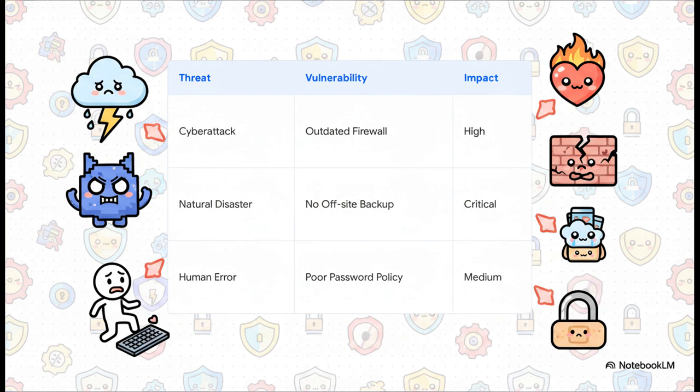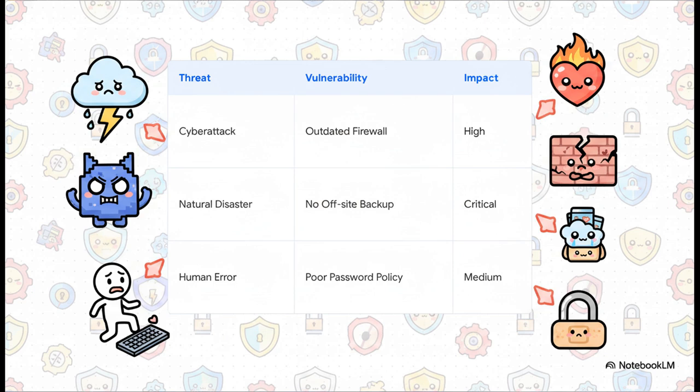When you're building out a threat and vulnerability analysis, or TVA, an auditor really wants to see how you map specific internal weaknesses directly to external threats. Think about it. A vulnerability on its own, like an outdated firewall, isn't really a realized risk until it meets a threat, like a cyber attack.